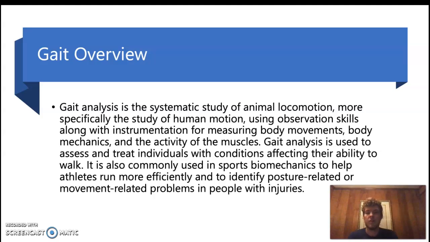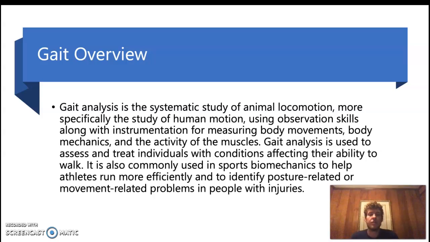Okay, so this is my presentation on gait analysis. So the first slide that I created was an overview of what gait actually is. So I gave a brief summary, and pretty much it is just the analysis of the systematic study of animal locomotion, more specifically the study of human locomotion.